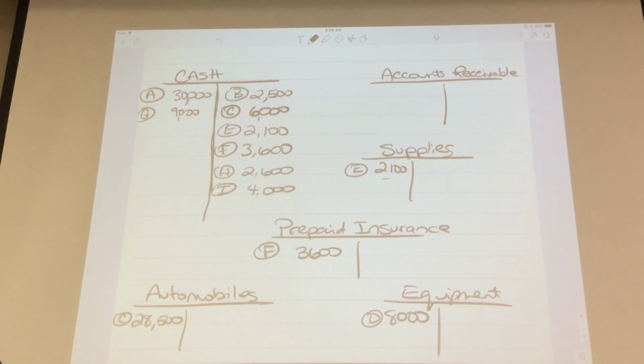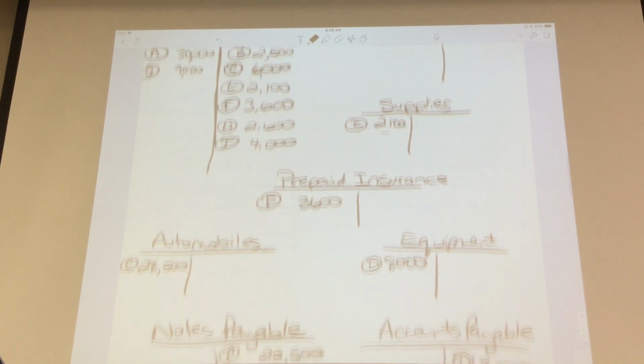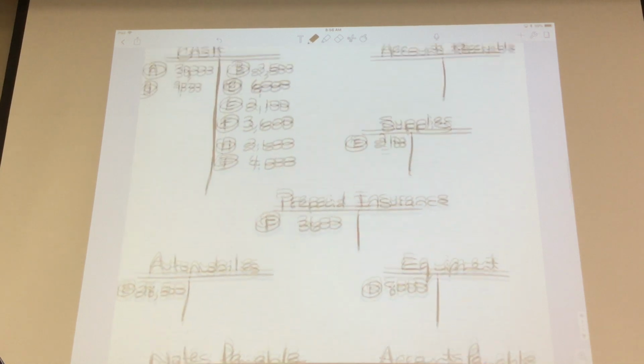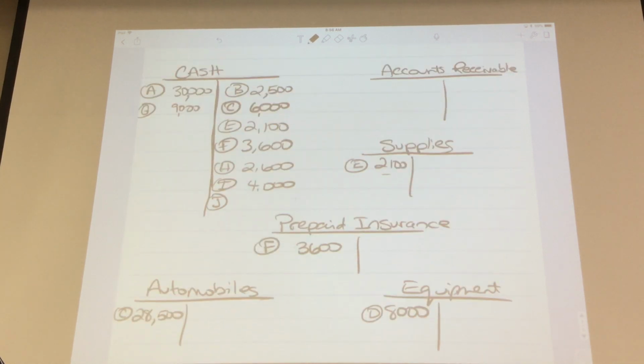All right. J, we paid the installment due on note payable. When we pay off a liability, we debit that liability, so we're debiting notes payable for 1,875. And we credited what? Cash. Any questions, A through J?